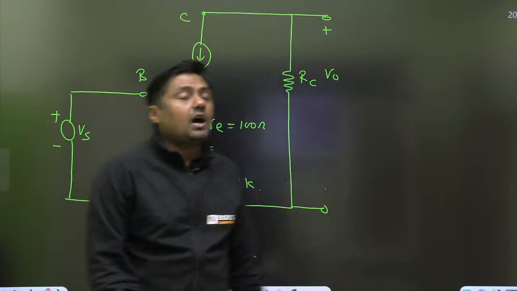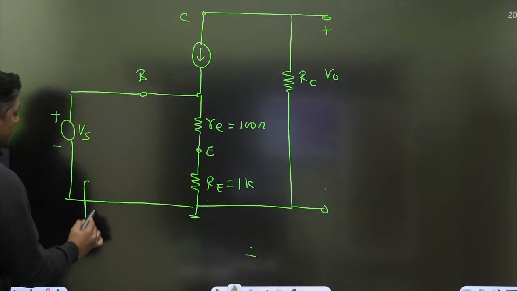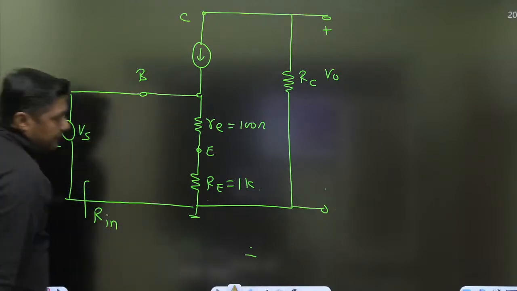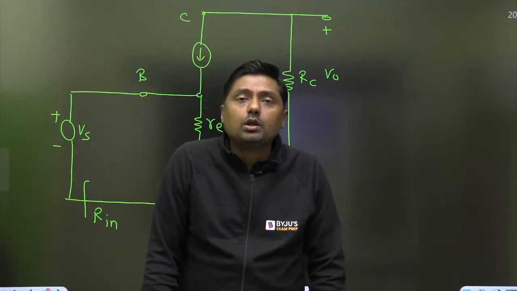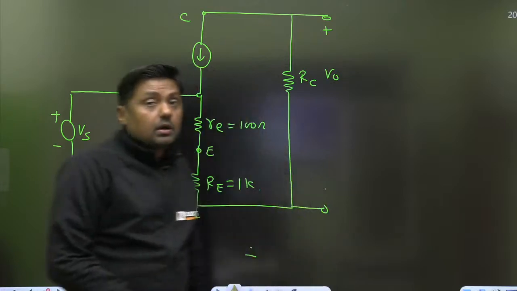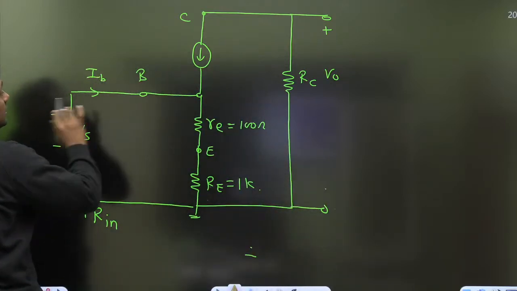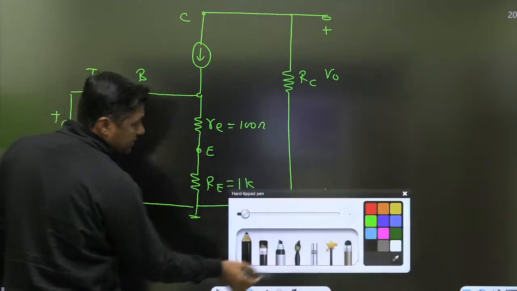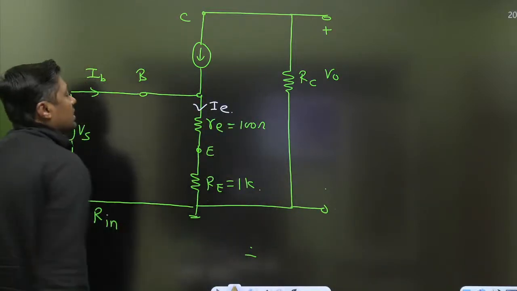Some students will give the answer, sir, the input resistance seen by this VS is small re plus capital RE. They can say small re plus capital RE, that is 1.1 kilo ohm. But what is the current given by this? Base current IB. In this branch, this is the base current. And what is the current in this branch? It is not the base current, it is the emitter current.